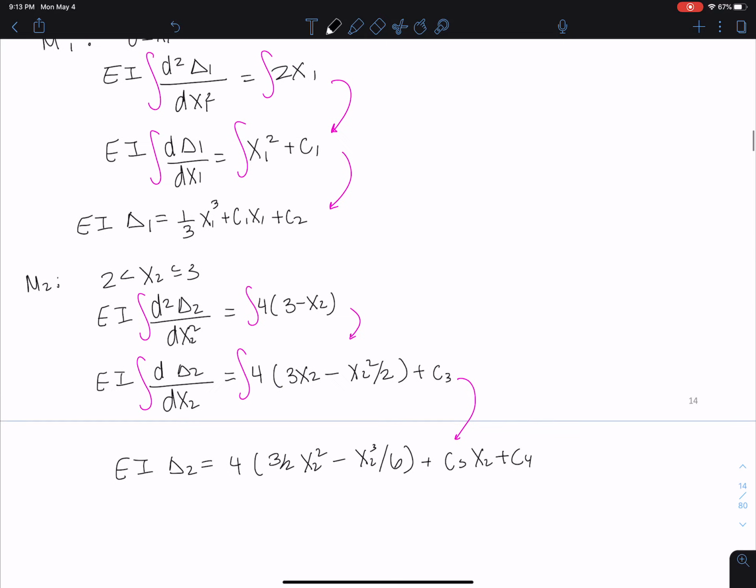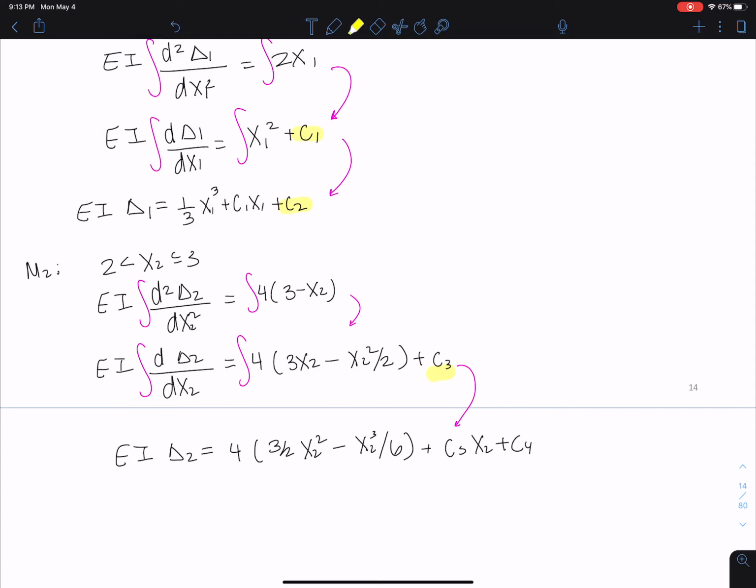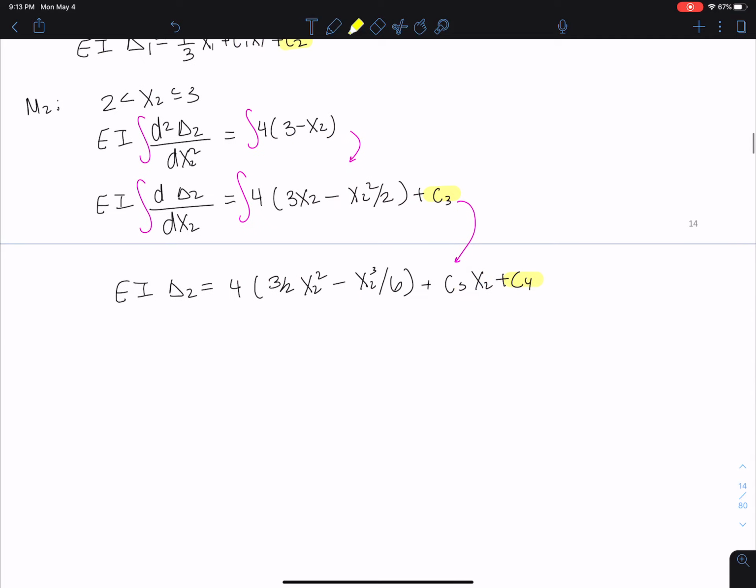And now what do I have? I have equations, but I have all these constants of integration that I need to now deal with and solve before I can do anything. Okay, so how can I solve for C1, C2, C3, and C4? I need to evaluate these using boundary conditions. What do we know about boundary conditions?